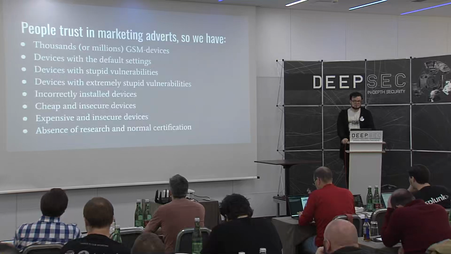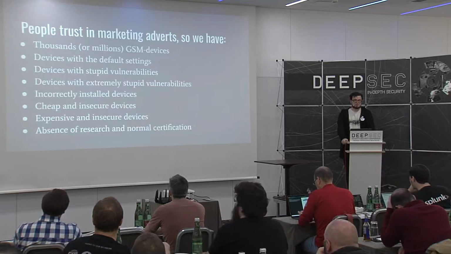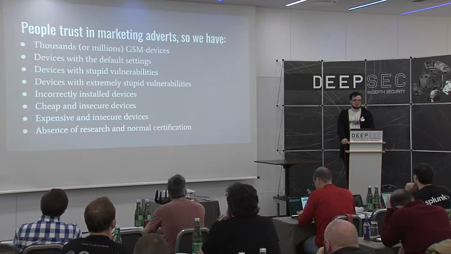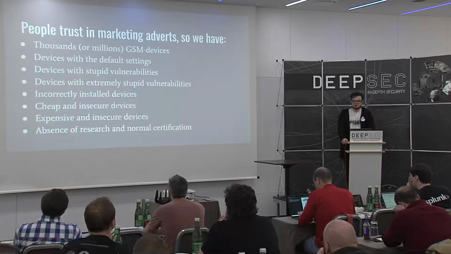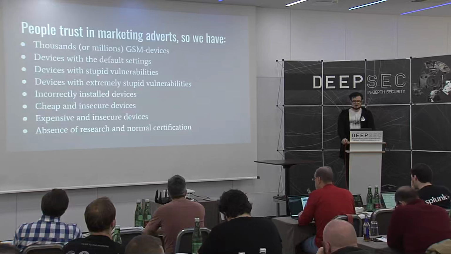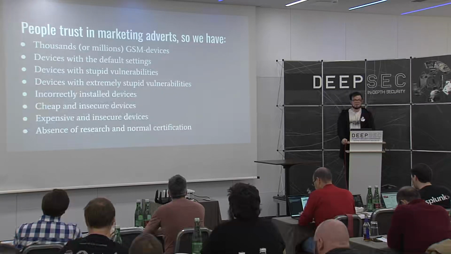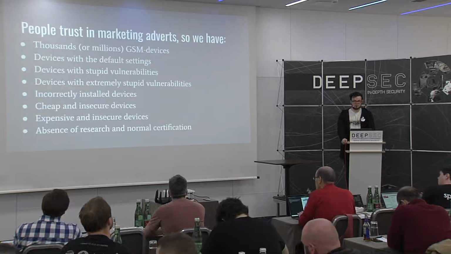Also, we have a lot of devices with default settings, with default passwords. We have a lot of devices with stupid vulnerabilities and with extremely stupid vulnerabilities. For example, when you can just send an SMS from the manual and get full access to the device. Also, this is the reason why we have a lot of incorrectly installed devices, and we have a lot of cheap and insecure devices, and also we have a lot of expensive and insecure devices. Because some company decides just to buy the device on AliExpress for 50 euro and sell it on the local market maybe for 200 or 300 euro.